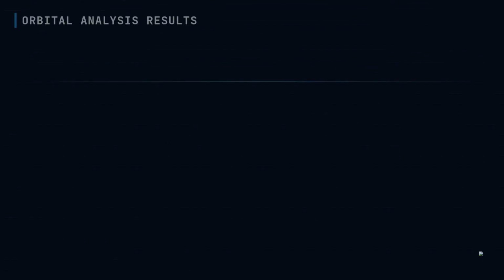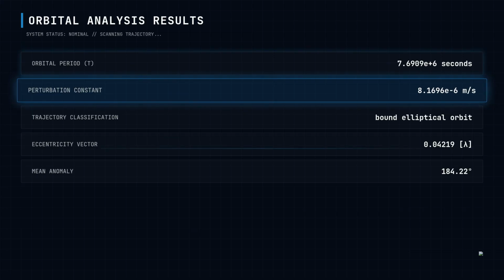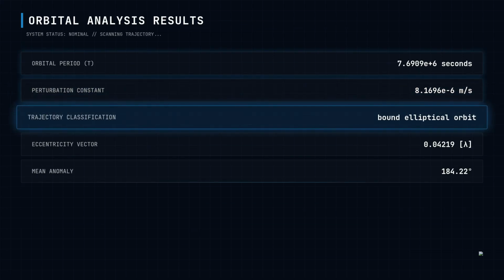The orbital velocity is 8.16e-6 meters per second, or 0.00 kilometers per second. The specific orbital energy is negative 3.3371e11 joules per kilogram.